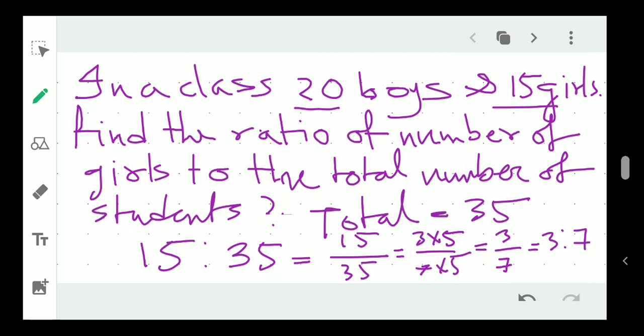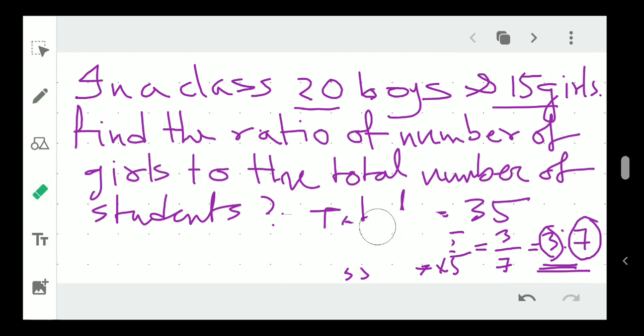So that means this reduced fraction actually is my ratio. That means it shows that if the total number of students in the class is 7, there will be 3 girls. Okay, so how many boys will be there in that case? There will be 7 minus 3, 4 boys. Okay, like that.